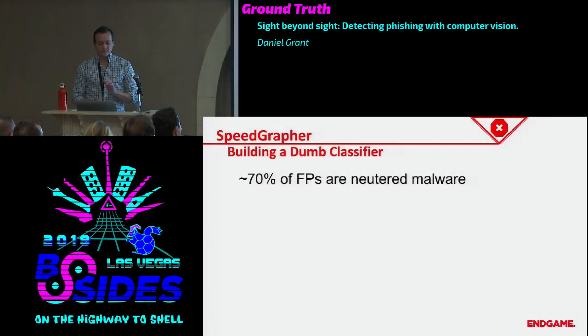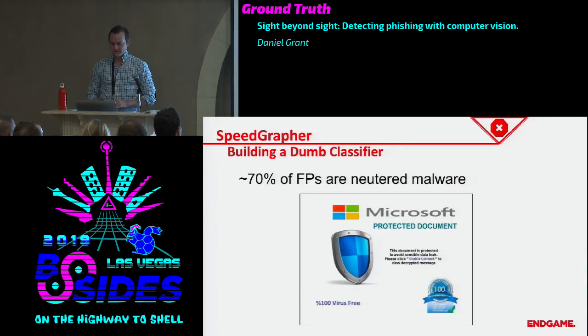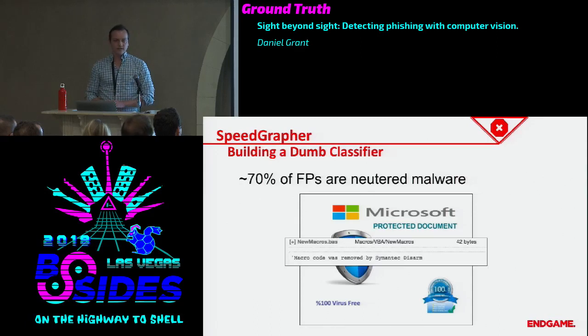So one thing that was very interesting is 70% of the false positives are actually neutered malware. So we see something like this. This is one of those samples, and you know, that looks very clean and all, but it is fishy. It's asking you to enable content to view a decrypted message. When you look at it in VirusTotal, you can see the actual macro text, or if you have a parser that can rip it out, you'll see that macro code was removed by Symantec disarm. Like, thanks, Symantec. That's good and all, but you messed up my classifier.